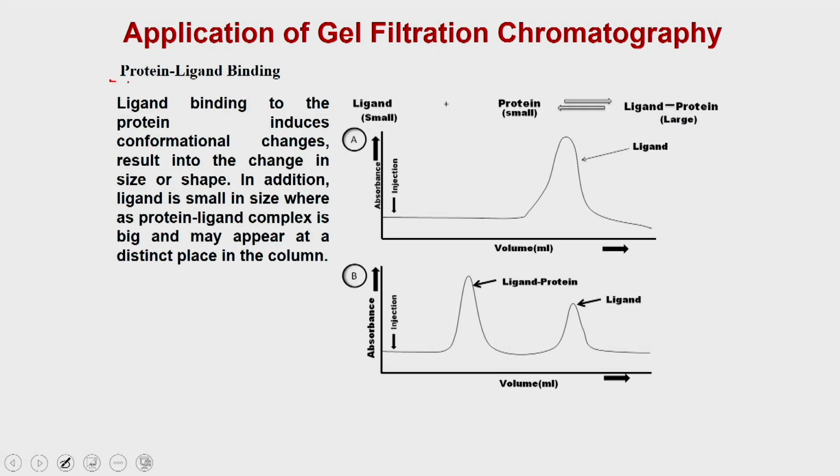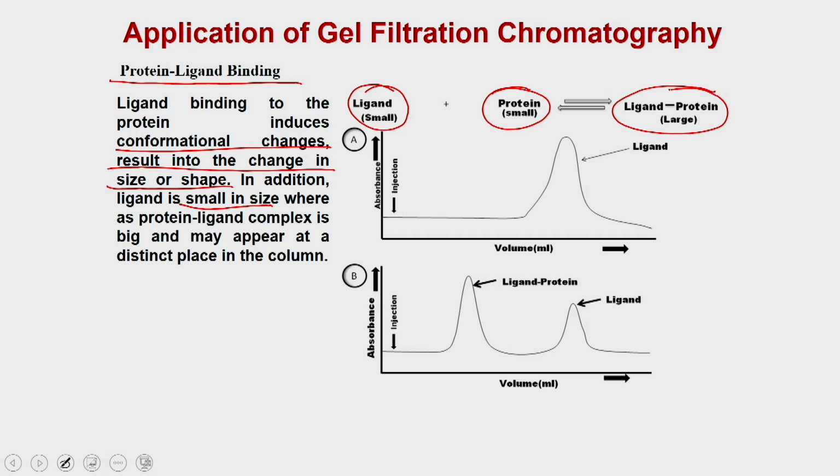Now, you can also study protein-ligand interactions. Ligand binding to the protein induces conformational changes, resulting in a change in size or shape. In addition, the ligand is small in size. So, if you analyze the ligand, it is going to elute at a different size. If you study the protein, it is also going to elute at a different size. So, the ligand is small in size and the protein is also small in size, but if you put them together and they make a complex, that complex is going to have a large hydrodynamic surface area, so the protein-ligand complex is big and may appear at a distinct place in the column.